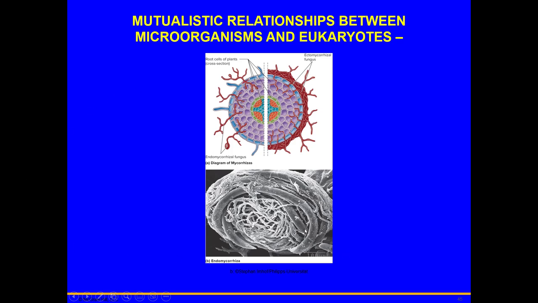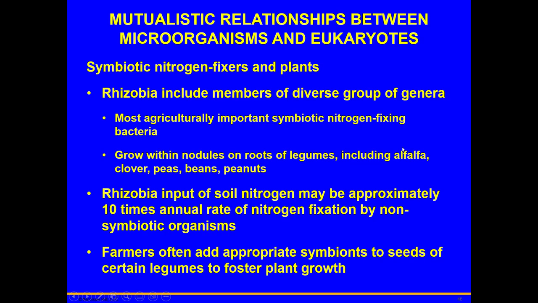This is an EM that you can see of an endomycorrhiza inside of a plant root cell. Why is this so important? Because as we have agriculture becoming more and more important in the production of 8 billion people now on the planet and being able to feed them, scientific analysis of the microbiology that helps plants grow and produce is critical. You have symbiotic nitrogen fixers in plants.